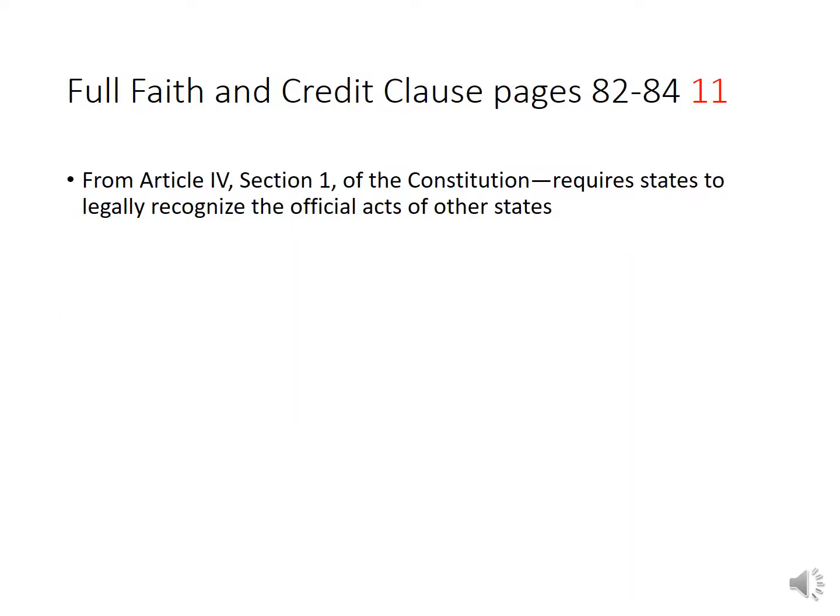So another complexity that we have for this is to look at the issue of when states must recognize the official acts of other states. And of course, this is part of the original Constitution, the full faith and credit clause. And so all states that are part of this national government must legally recognize official acts of other states. Debts of other states, when people leave, they are still required to pay those debts.